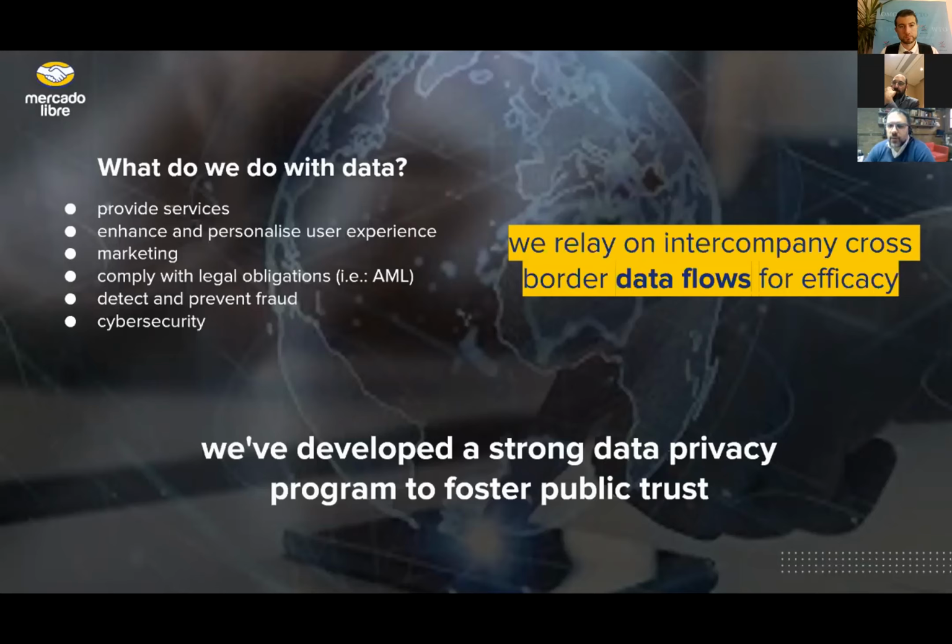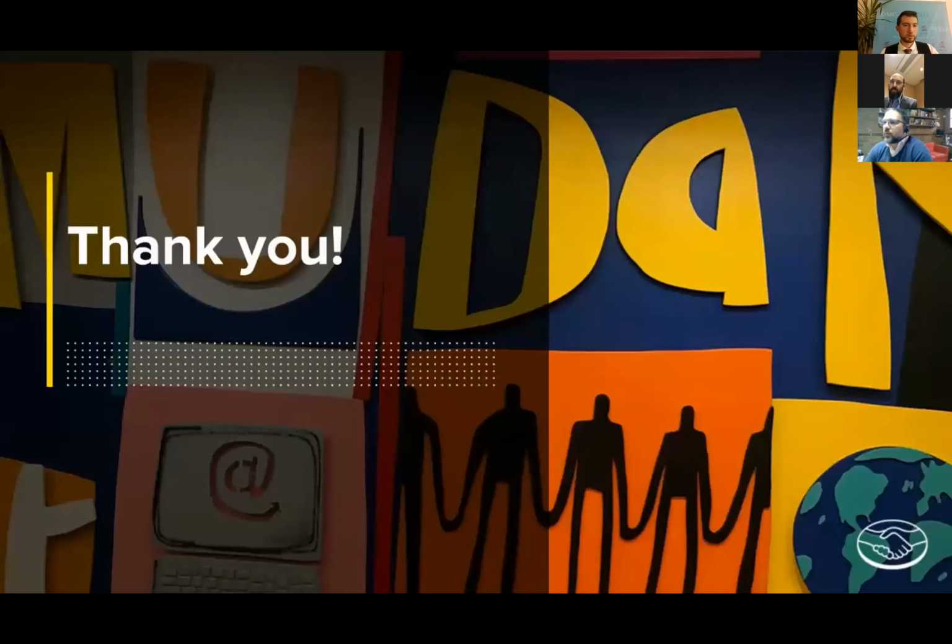In order to manage the information, we have developed a strong governance and data protection program to create value through the responsible use of data and to foster public trust. So that was what I want to share with you.